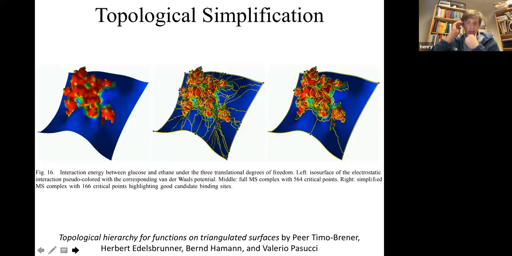Let me give you some more examples, some of which are chemically inspired. So this is a picture of the van der Waals potential. On the left is a drawing of this function with colors illustrating the height, I believe. And in the middle is your first Morse-Smale complex, so you're encoding all of the critical points. And then on the right, we've simplified it down a little bit more. So we've gone from 564 critical points down to only 166, which are representing the most important, the most persistent topological attributes of this surface.